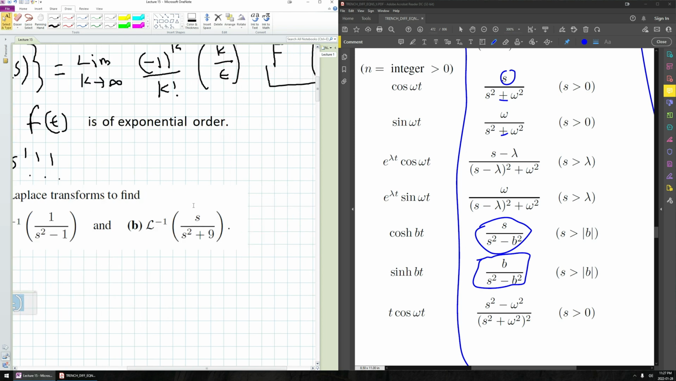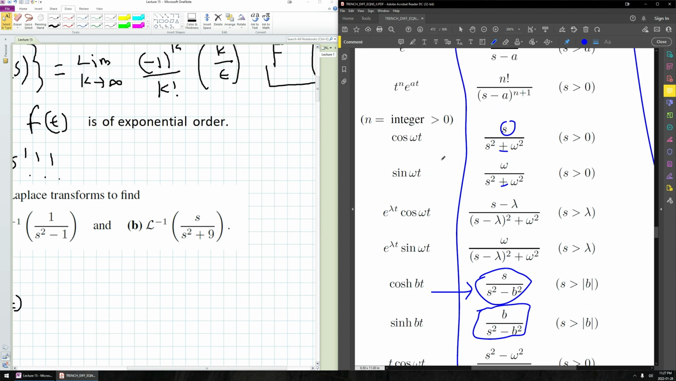Okay, let's look at the next one. So here I want s divided by s squared plus 9. So here this one kind of looks like it, but it's not quite there because I have a negative instead of a plus. But if we recall up here when I had the cos, it was kind of exactly of that form. So here I need omega squared to be 9, so omega needs to be plus 3 or negative 3.